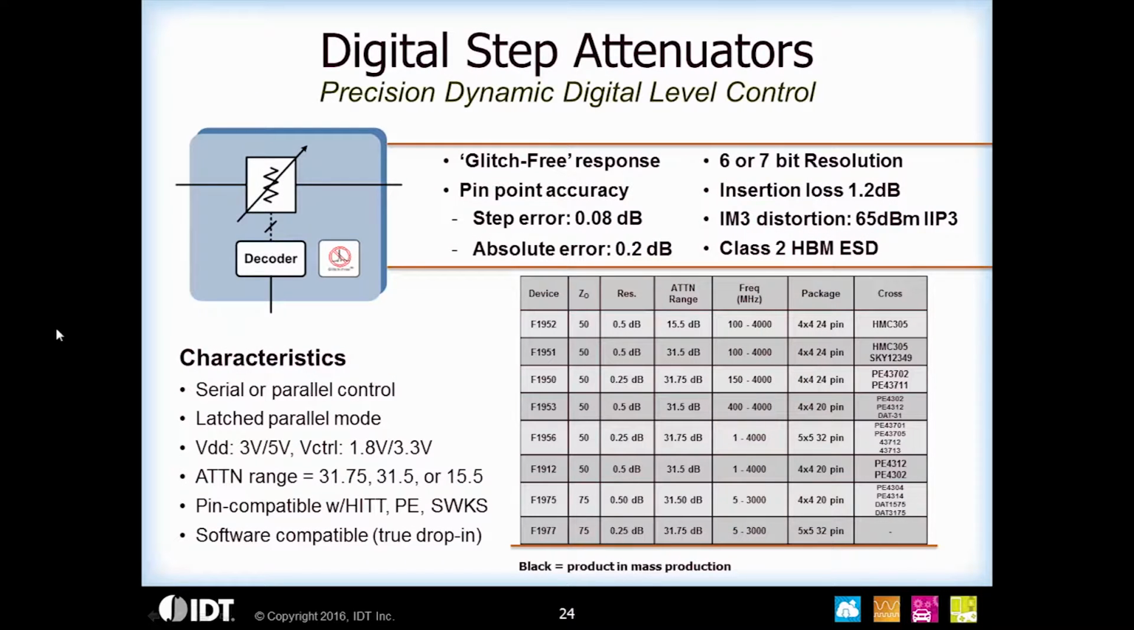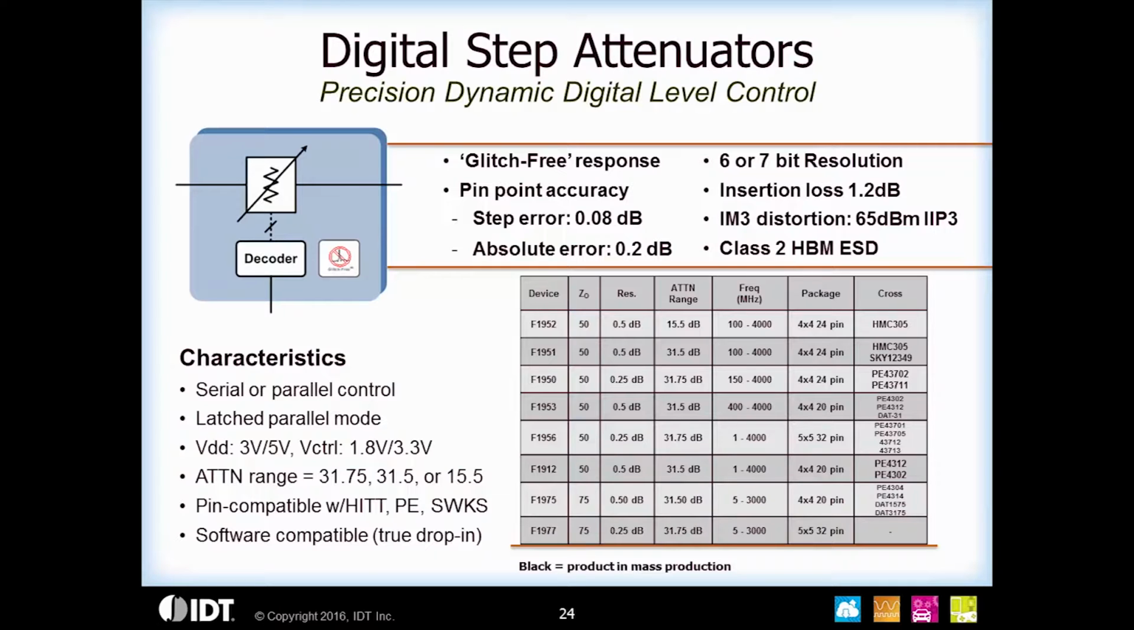Another device family we have is digital step attenuators. The digital step attenuators use the glitch-free technology from IDT. We have great linearity with third-order intermodulation distortion of only 65 dBm, and the step error is 0.08 dB, and absolute error is 0.2 dB for our digital step attenuators.